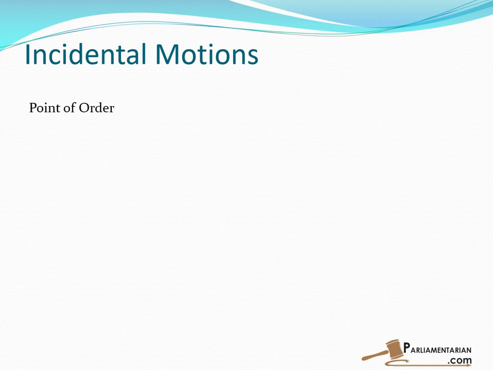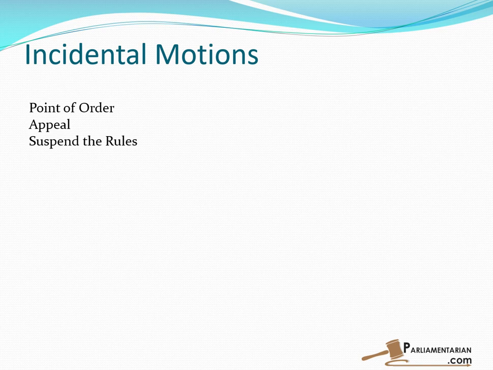So here's some incidental motions. One is a point of order, if someone feels the rules aren't being followed. An appeal to a point of order, which is someone in the assembly disagrees with the way that the chair has ruled on a point of order and wants to appeal to the assembly. The assembly is always ultimately in charge. Everything that the chair does can be overruled by the assembly. The chair is not a dictator. The chair is a servant.